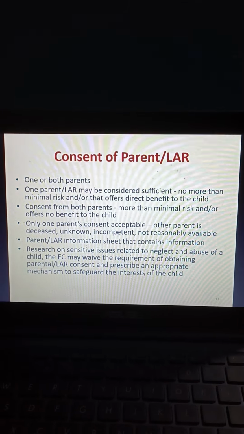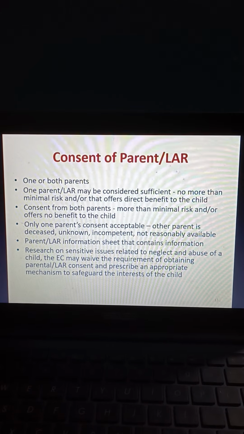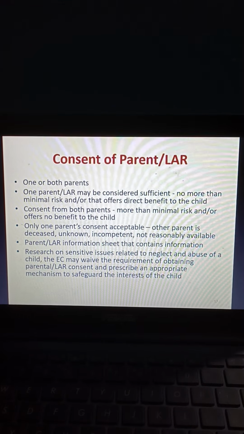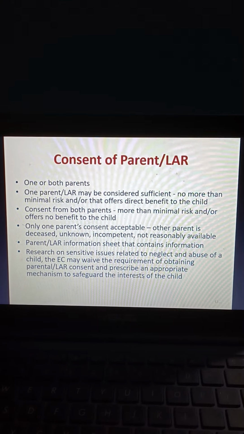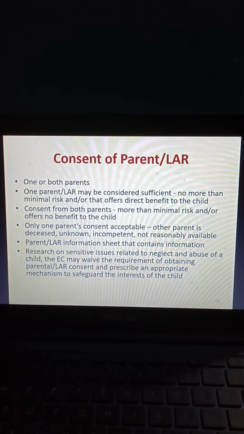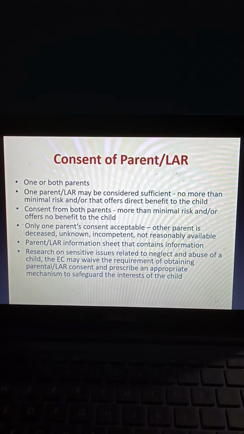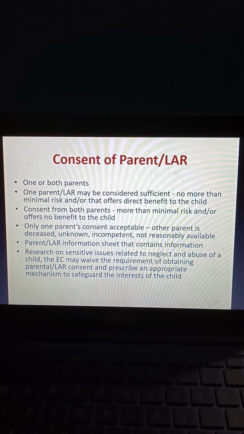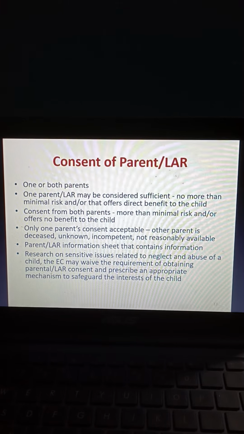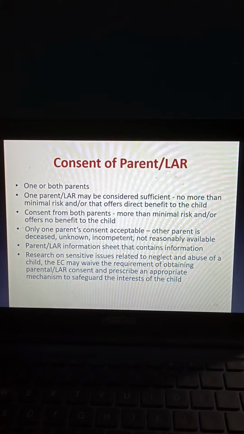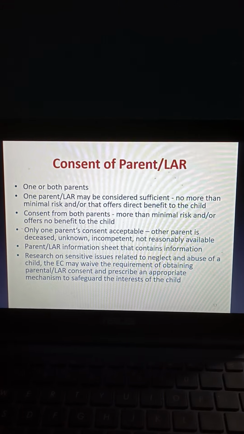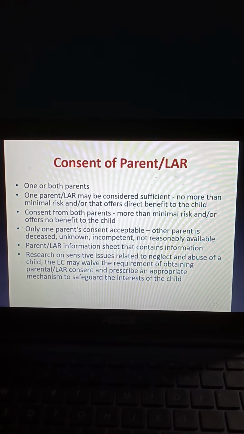Consent of parent or LAR, legally acceptable representative: one or both parents. One parent or LAR may be considered sufficient if there is no more than minimal risk or if the research offers direct benefit to the child. Consent from both parents is needed for more than minimal risk, or if the research offers no benefit to the child. Only one parent's consent is acceptable where the other parent is deceased, unknown, incompetent, or not reasonably available. The parent or LAR is given an information sheet that contains the information.